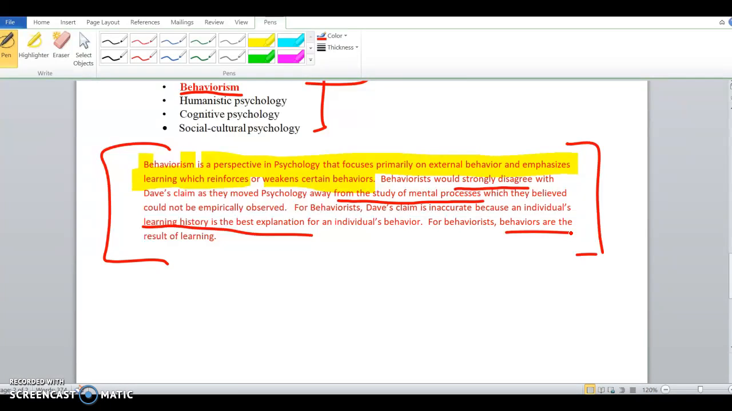They believe that learning happens as a result of reinforcement, or lack of reinforcement, which we'll get into in Unit 6. So again, take the time to read this, and that should give you a guide for how you can do this for each one of these other bullet points.